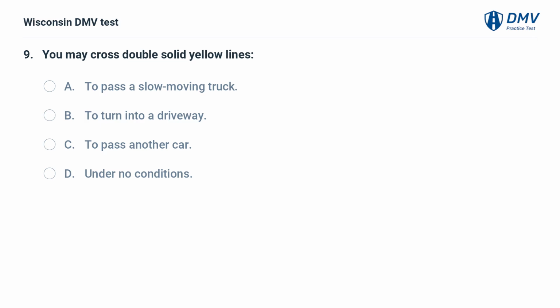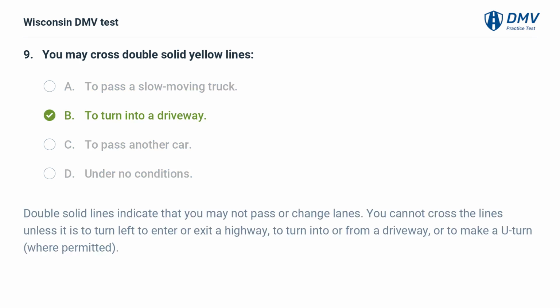You may cross double solid yellow lines A. To pass a slow-moving truck. B. To turn into a driveway. C. To pass another car. D. Under no conditions. B. To turn into a driveway. Double solid lines indicate that you may not pass or change lanes. You cannot cross the lines unless it is to turn left to enter or exit a highway, to turn into or from a driveway, or to make a U-turn where permitted.